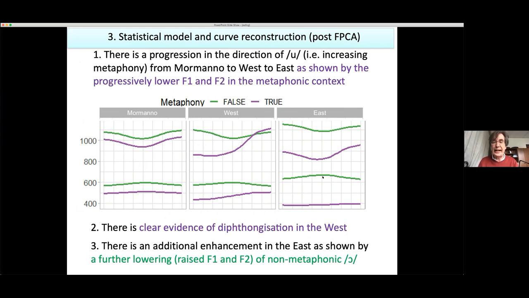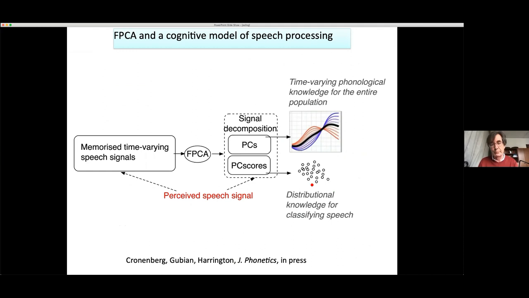So that is therefore demonstrated that to get from this conservative region here, where there is not much of a metaphonic effect, to the East Coast, where there is a big metaphonic effect, we also pass through this intermediary stage of diphthongization. And not only that, but we can also see that there is enhancement here then in the metaphonic context.